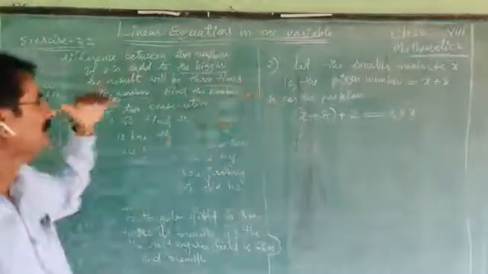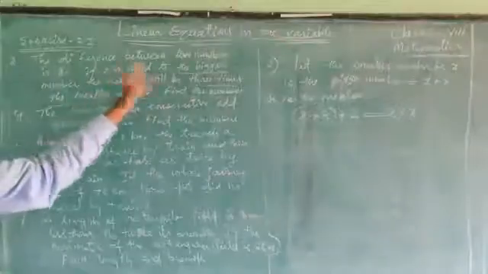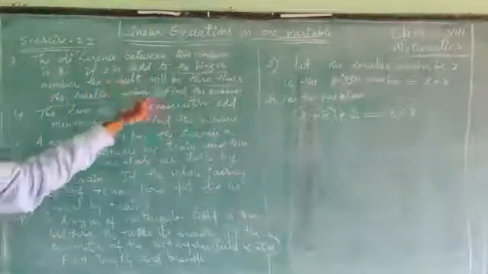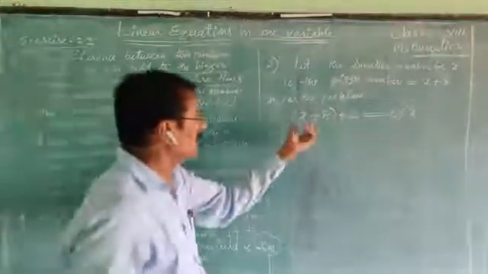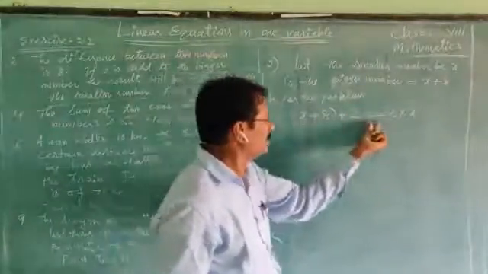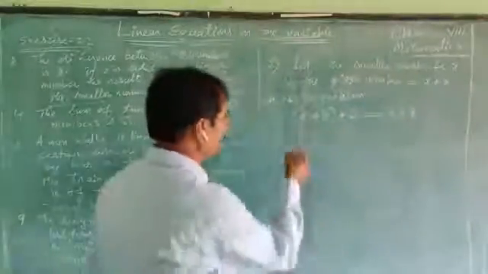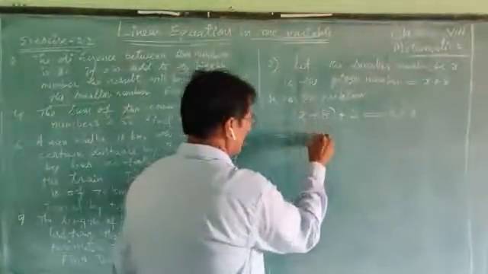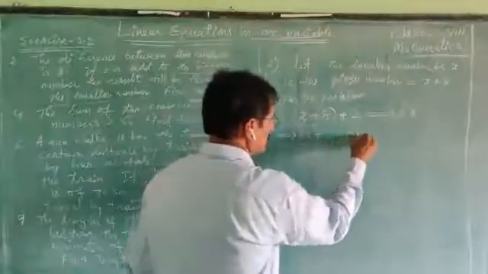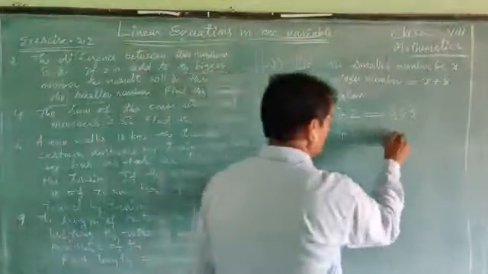As per the problem given, if 2 is added to the bigger number, the result will be 3 times the smaller number. So here x plus 8 is the bigger number. We add 2 to this bigger number, and we get the result 3 times the smaller number. Now simplify. x plus 8 plus 2, I just remove the bracket. On the right side, 3 into x, 3x.